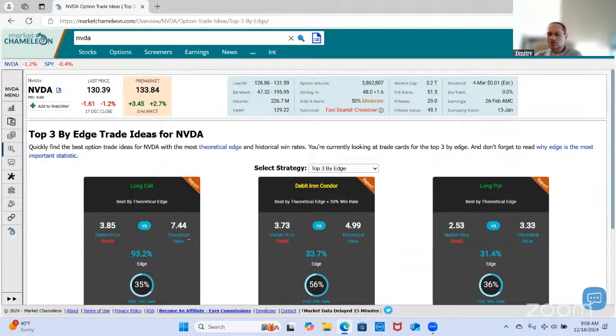And if we had to give it a theoretical edge, if we said, okay, this benchmark, if we use that as our theoretical value, what would be the edge, the difference? So here it's a 93.2% edge. So if we're looking at the average, that does give us one data point to compare it to.